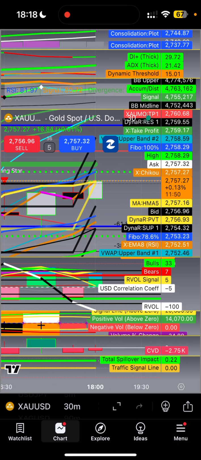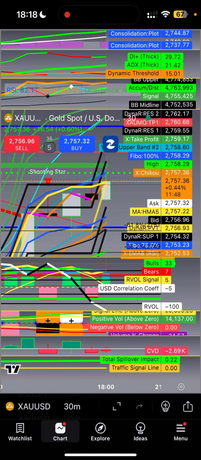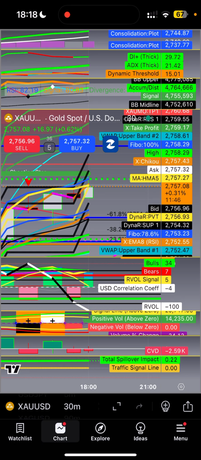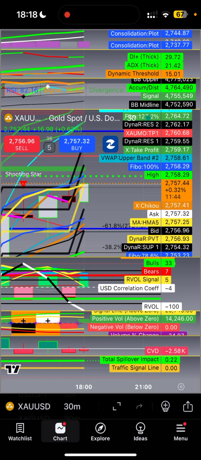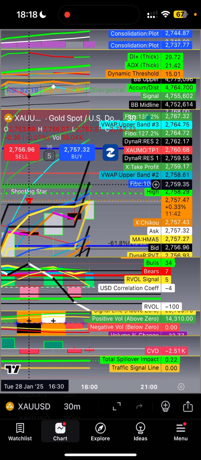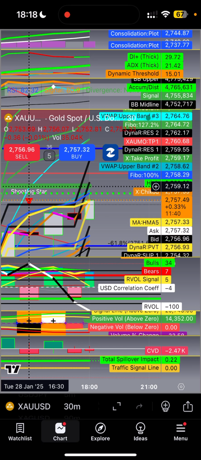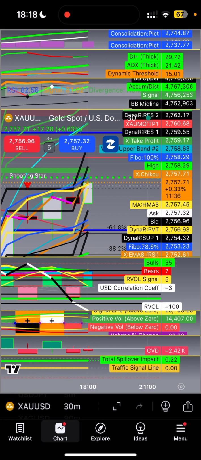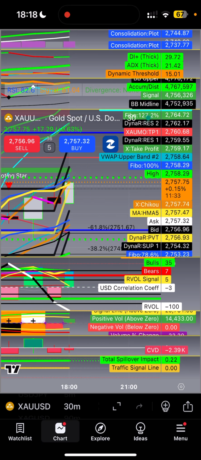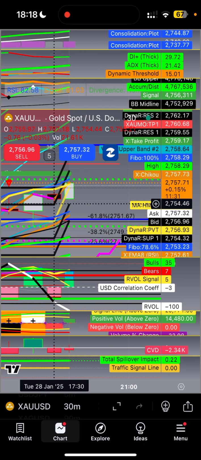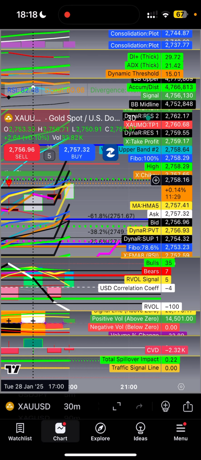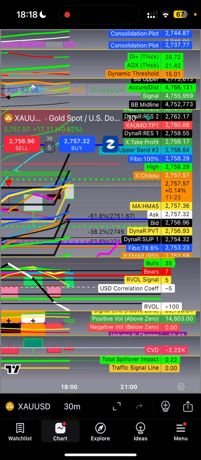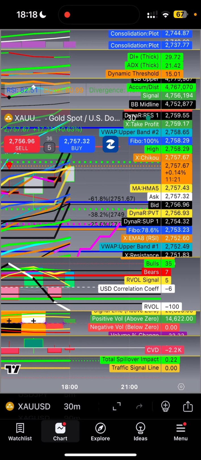On the 30-minute chart, as you can tell, we have a take profit area at 27.59. This is a take profit based on mean divergence. And if you look at the support, we are right now at the pivot of the resistance. We have resistance at 27.59 and then a second resistance at 27.60. This is a very crucial area.